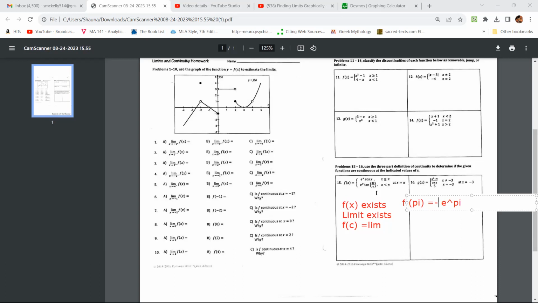You'll get negative e to the pi power, and then because the value of the function matches the value of the limit, that function is going to be continuous at pi. So 15 is going to be continuous for that reason. 16 is easier because it's a function that you're more familiar with.